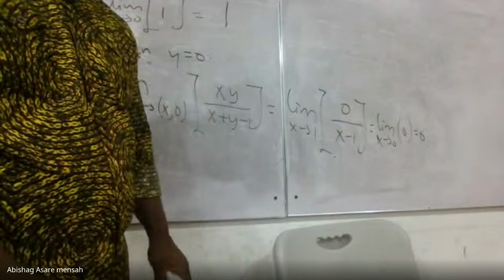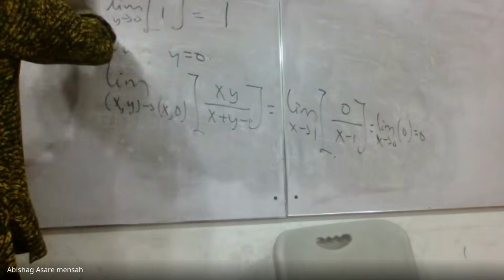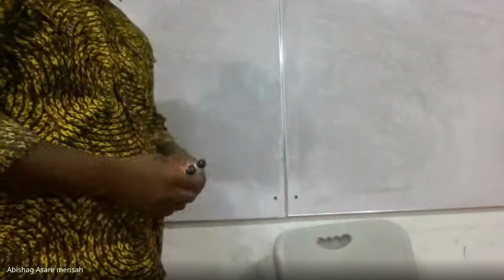Okay. Let's look at limits that exist. We are asked to show that this limit exists, unlike the example we just had, where the limit does not exist.